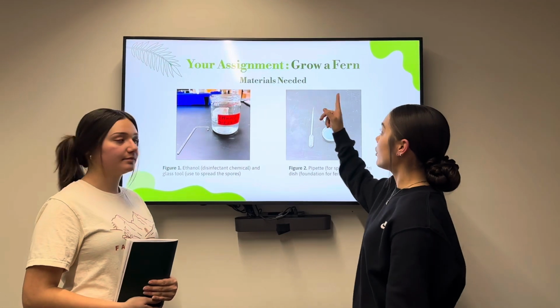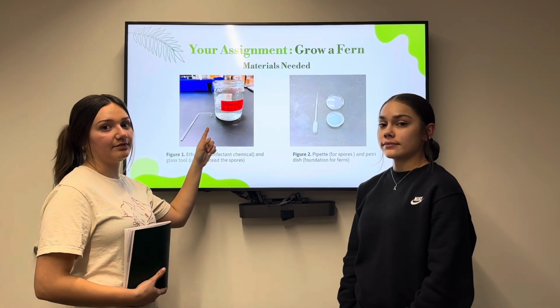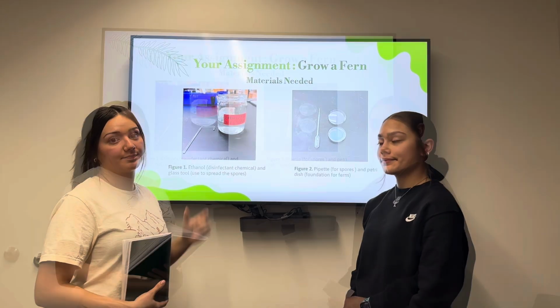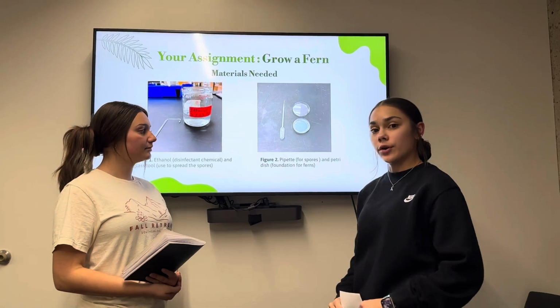Your assignment is to grow your own fern. What you will need first is ethanol, which is the disinfectant material, and then you will need the glass tool, which is used to spread the spores. You will also need a pipette to disperse the spores and a petri dish to grow your ferns.